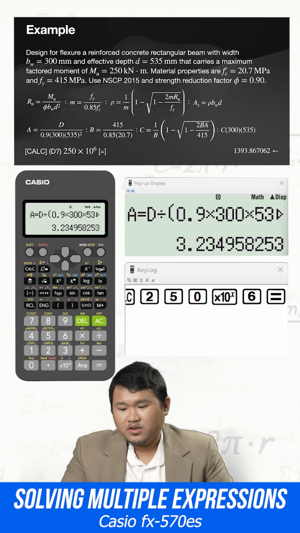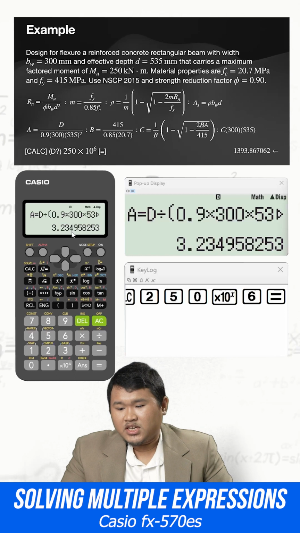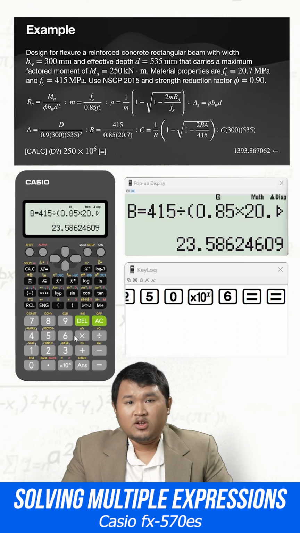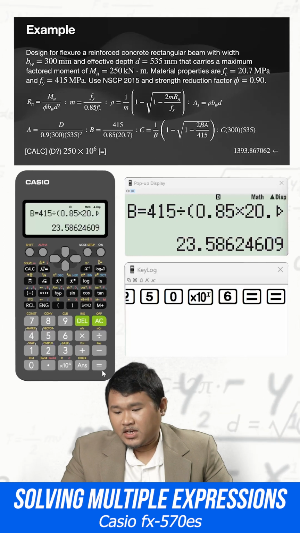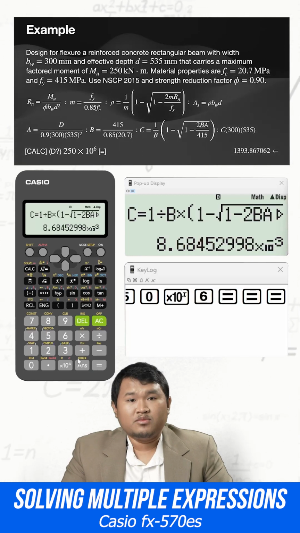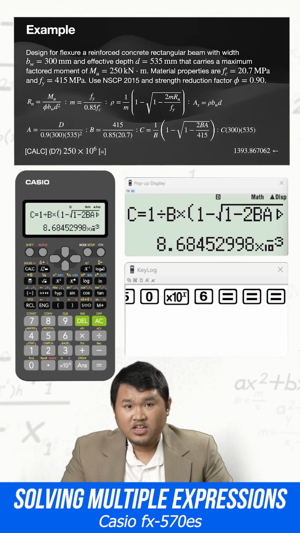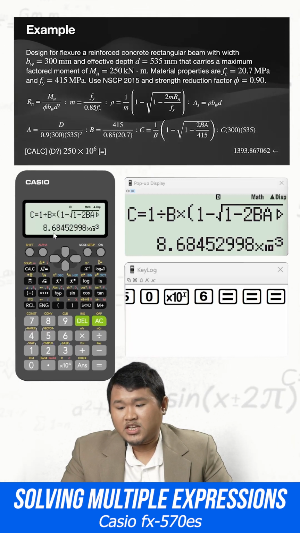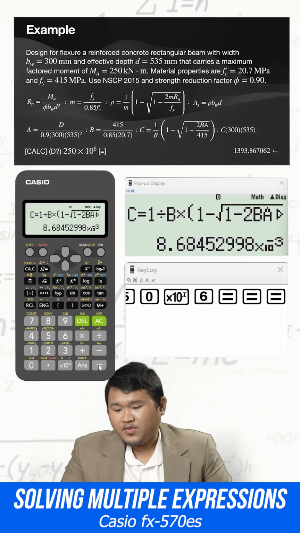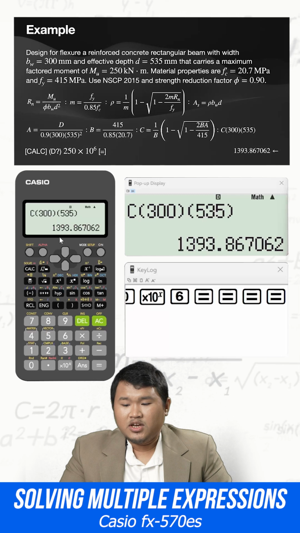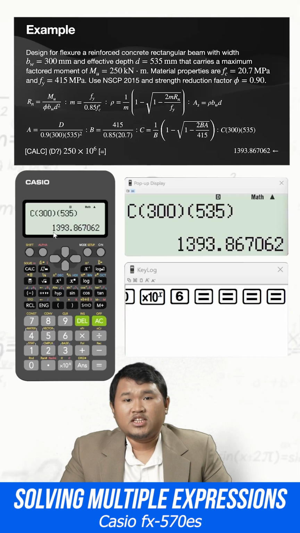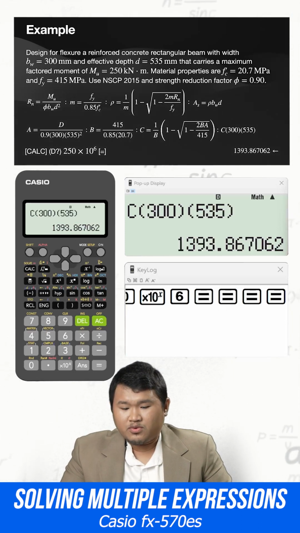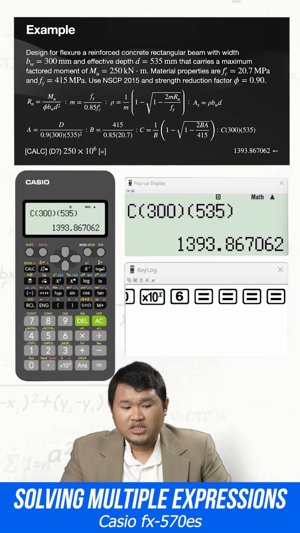The first expression reveals the value of Rn. In this case, it's 3.23. And then, pressing the equal sign one more time, you will get the value of m, which in this case is 23.59. And then, pressing equals one more time, you will get the value of C, which is the steel ratio, or in this case, 8.68 times 10 to the minus 3. And then finally, pressing the last equal sign, you will get the value of the last expression, which is 1,393.87 millimeters squared. And that is our final answer to this problem.